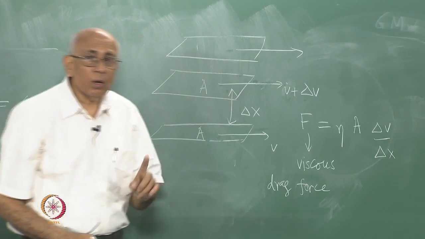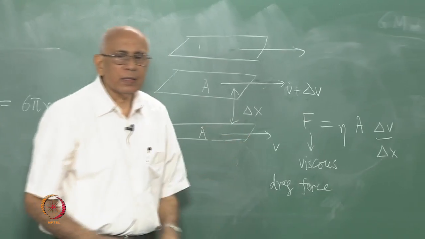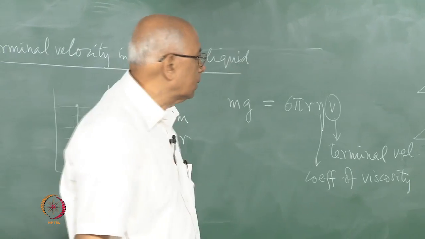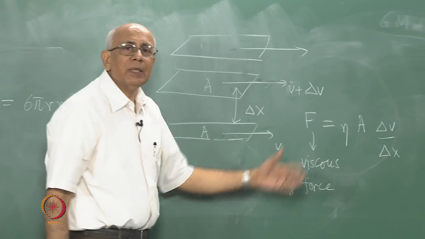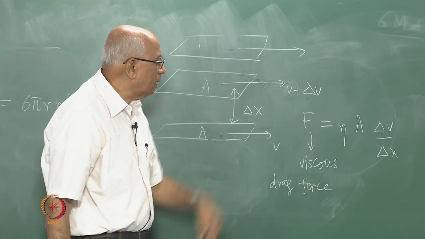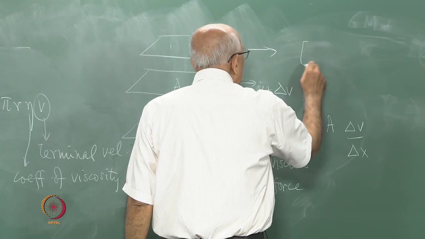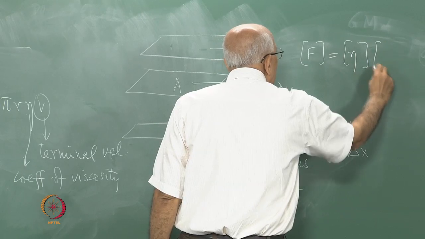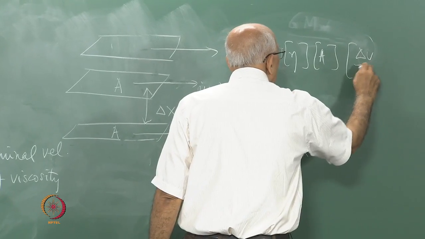By Newton's third law of motion, these forces are equal and opposite, and what I have written here is the magnitude of this force. They act in different directions on the two layers. Okay. Now, given this, what is the physical dimensionality of this quantity eta here? That is easy to find, because we know that the dimensionality of a force must be equal to the dimensionality of eta, dimensionality of A, dimensionality of delta V over delta x.